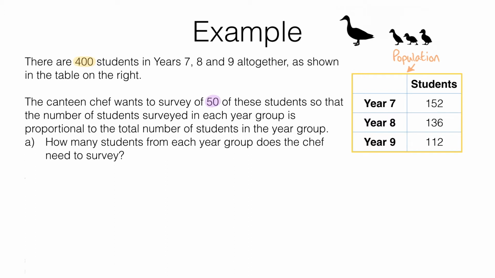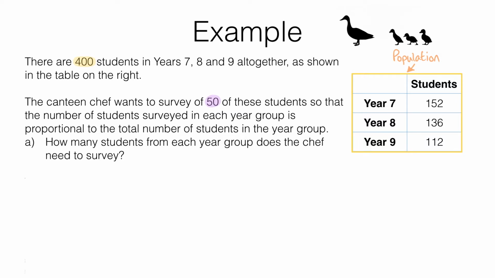Now, a bad way of doing this would be to pick 50 students all from the same year group. If you pick 50 year 9 students, for example, that means you wouldn't be getting any of the views of year 7 or year 8 students.